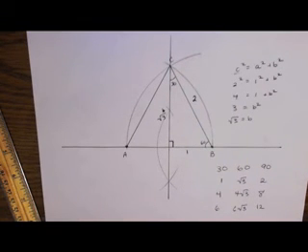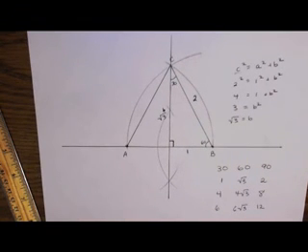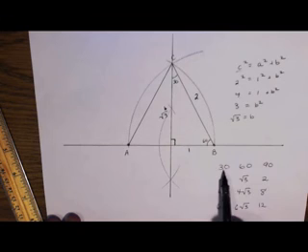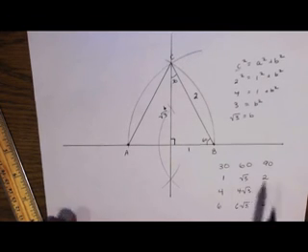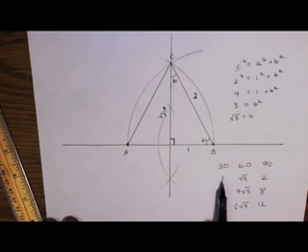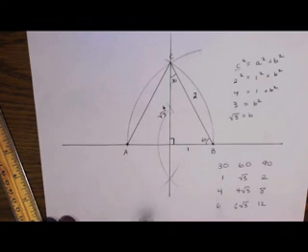These are the relationships that you have in a 30, 60, 90 triangle. 30 being half of 60 ends up being half of the hypotenuse. So remember, the smallest angle is the one that's half of the largest side.